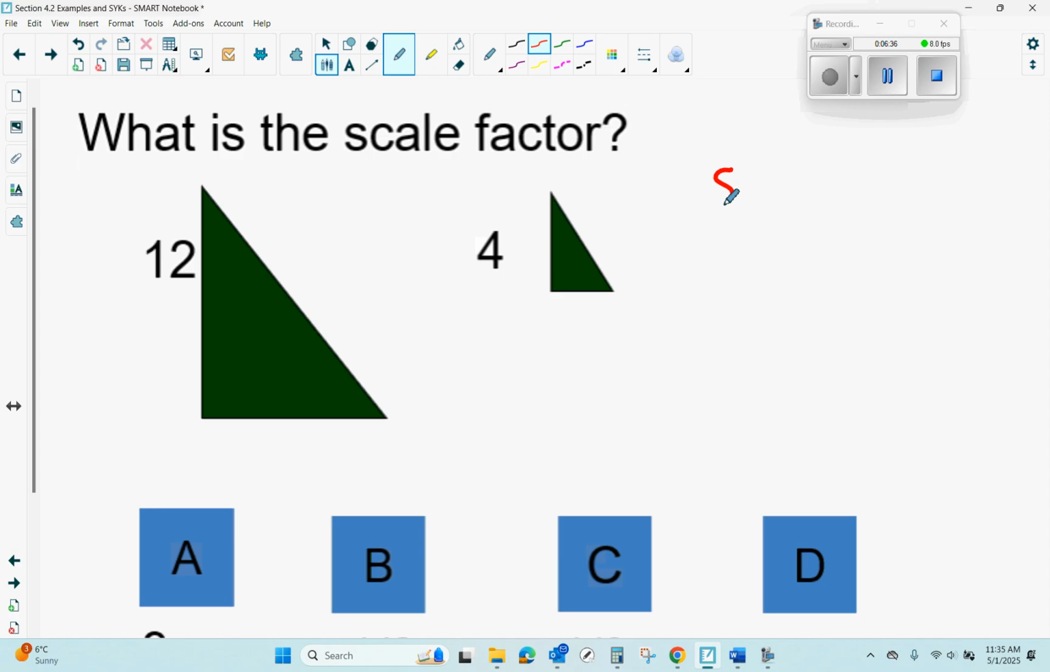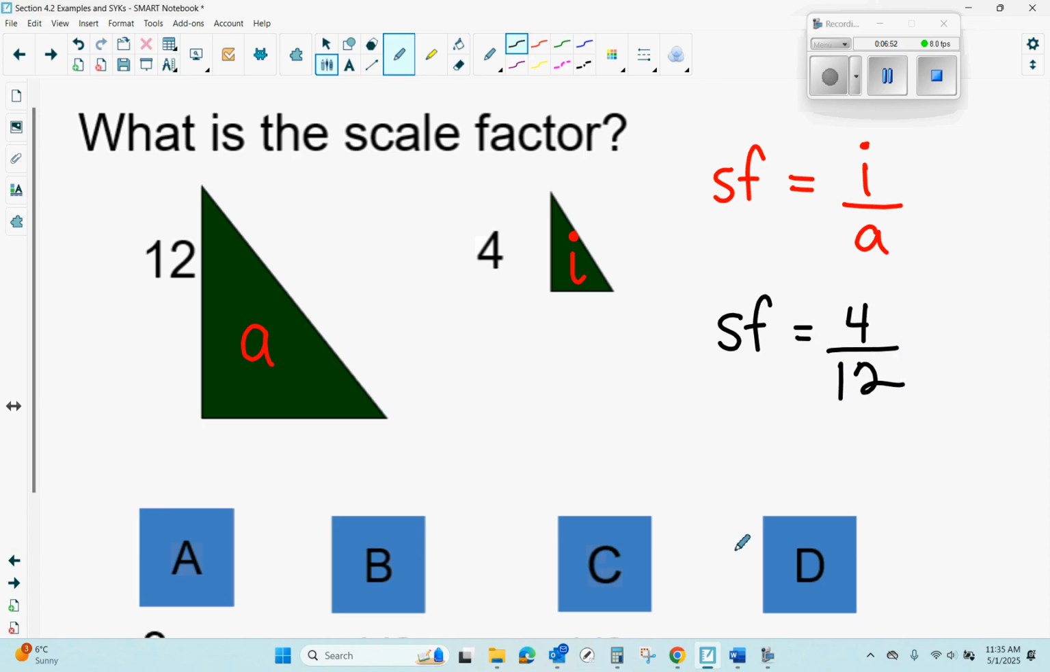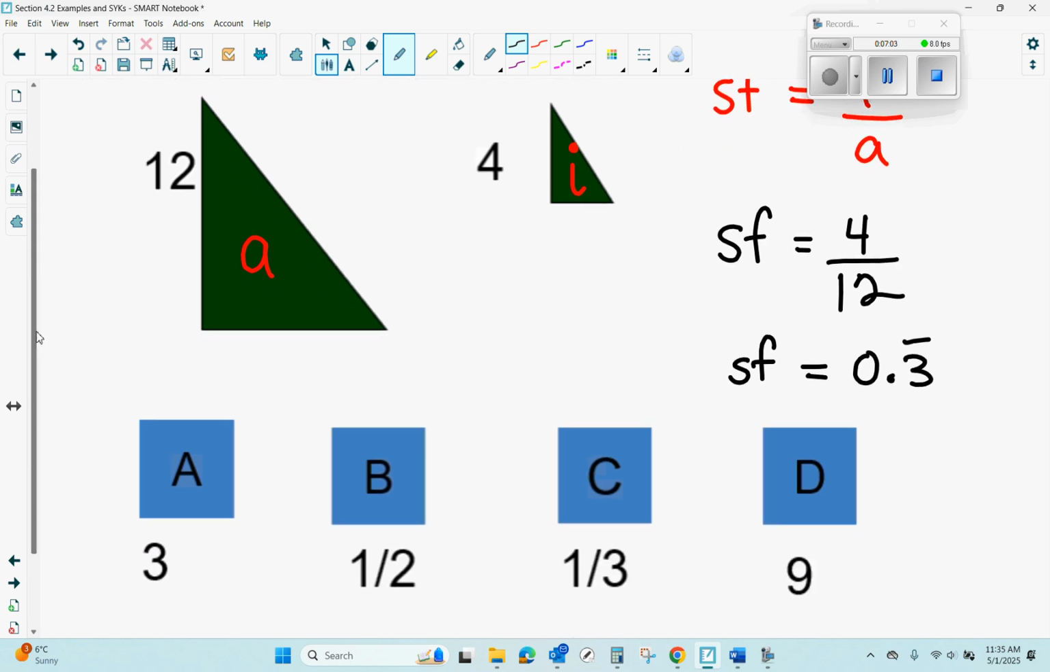Okay, scale factor, still want scale factor equals image divided by actual. This is actual, this is image. Scale factor equals 4 divided by 12. 4/12 is the same as 1/3, which is 0.3 repeating. We have a scale factor of 0.3 or 1/3. We usually write scale factor as a decimal. I'm just noticing that this is a fraction. I would like them as decimals for scale factor.